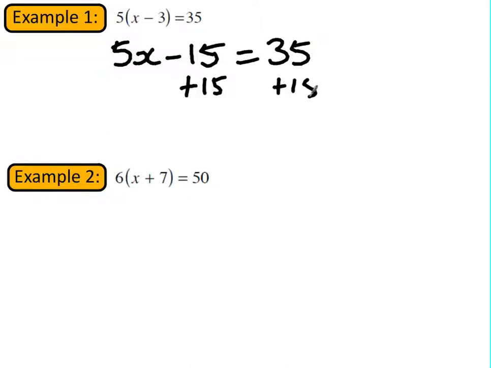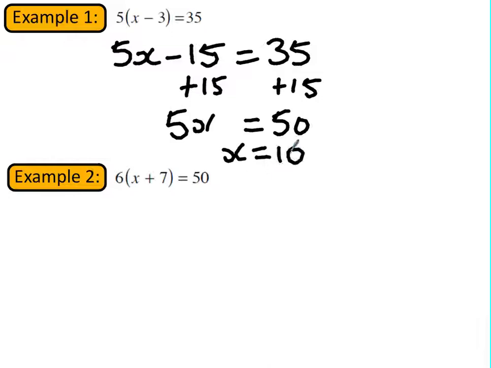And if I add 15 to both sides, what I'll be left with is just the 5x on the left-hand side. On the right-hand side, I'm going to have 50. So if 5x is equal to 50, then x must just be equal to 10. So that's one way you could solve that question.